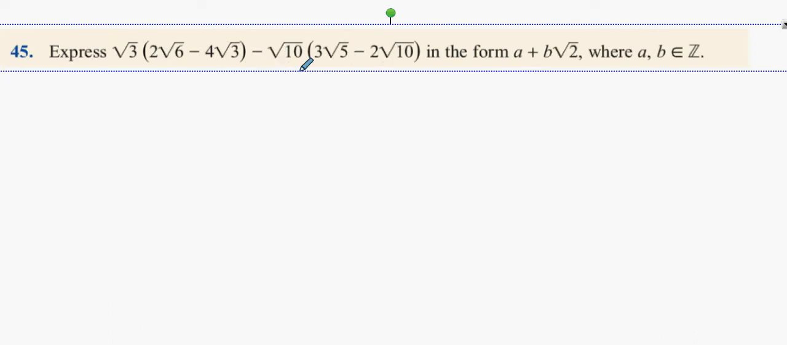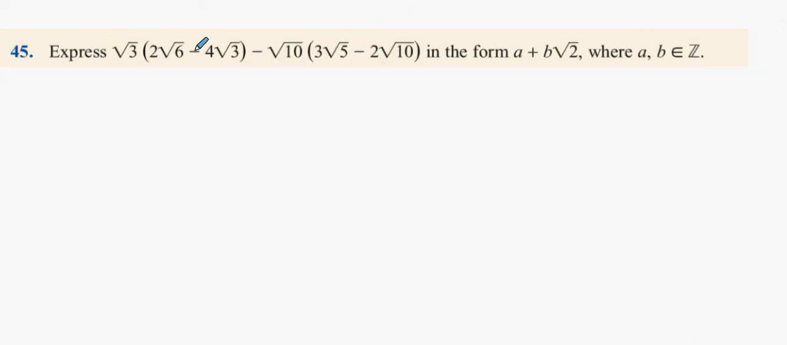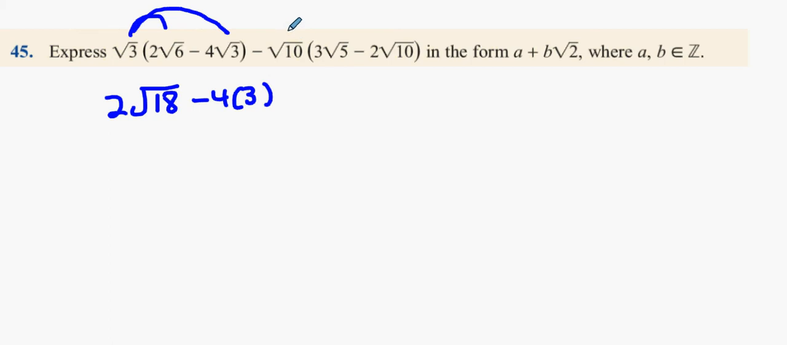This one here looks extremely difficult, but it's not, okay? First of all, root 3 multiplied by 2 root 6. Numbers multiply by numbers, roots multiply by roots. So 2 root what? What's root 3 by root 6? Root 18. Root 3 by the other root 3? 3. Minus 4 times 3. Minus root 10 by root 5. What is it? Minus 3 root 50.